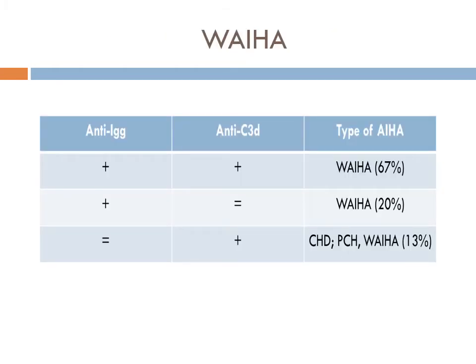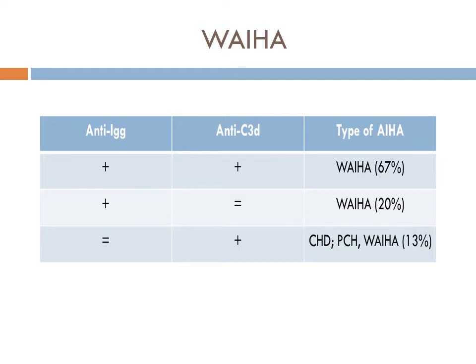So with warm autos, about 67% of the time, we're going to have anti-IgG and anti-C3d attached to these red cells. About 20% of the time, we're going to have just IgG attached to the red cells with no detectable complement coating the red cells. And then in about 13% of cases, with warm autos, cold hemolytic disease and paroxysmal cold hemoglobinuria, we'll have no positive IgG on there, but a positive complement. But with warm autos specifically, we see that 87% of the time we at least have some sort of IgG attachment.